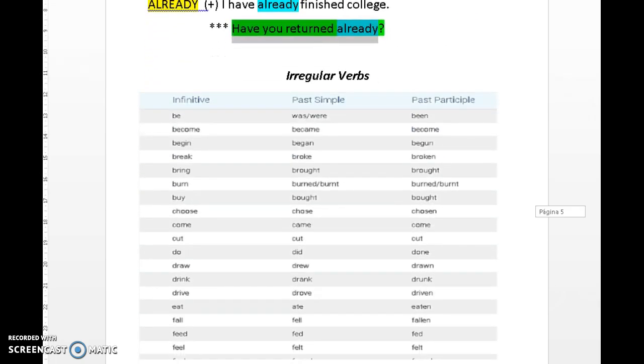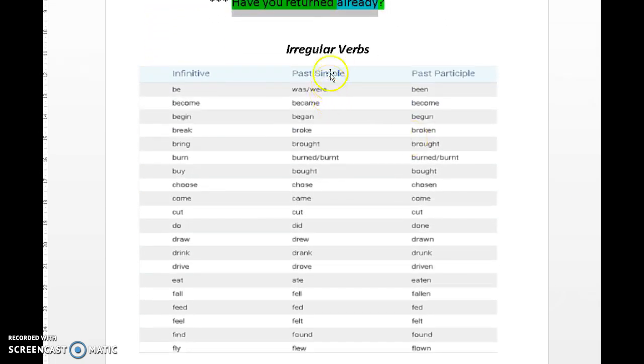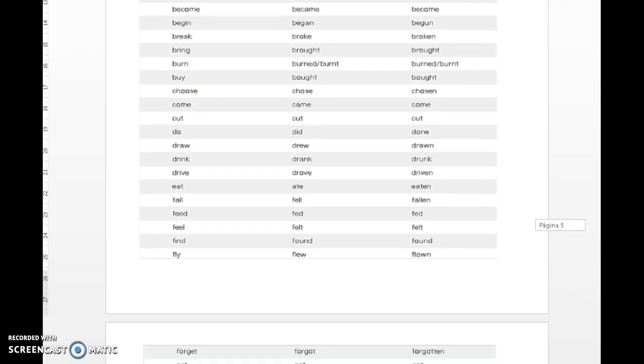The following is a group of irregular verbs in infinitive form, past simple, and past participle. We have to study and memorize these lists.